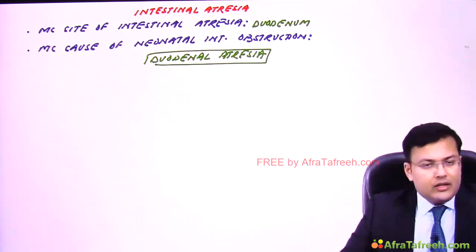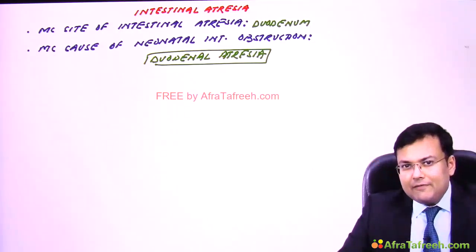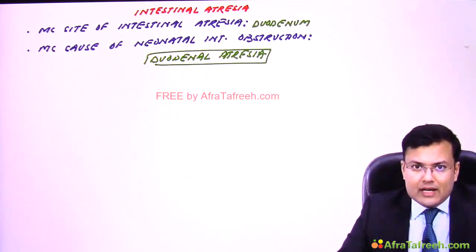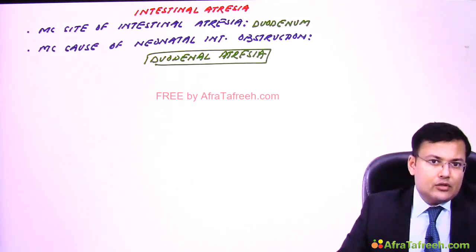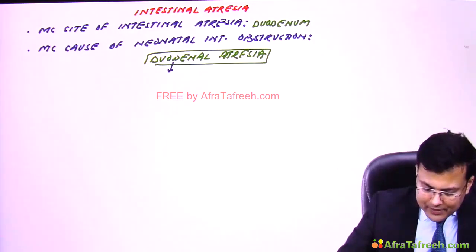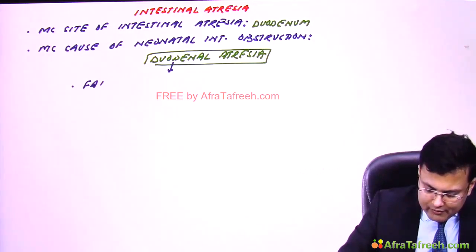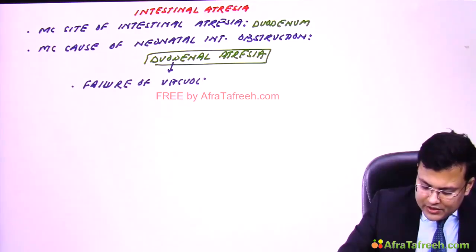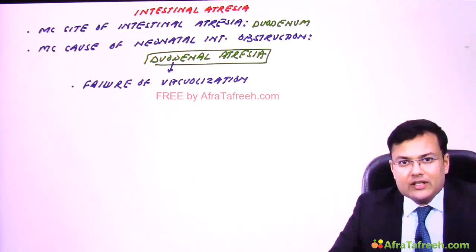So what's the cause? Duodenal atresia results from failure of vacuolization from its solid cord stage.